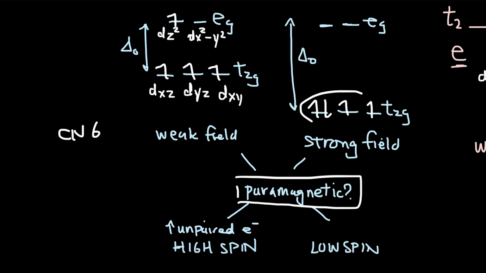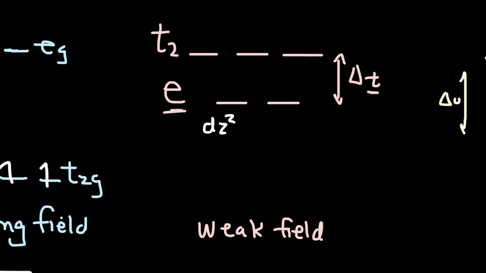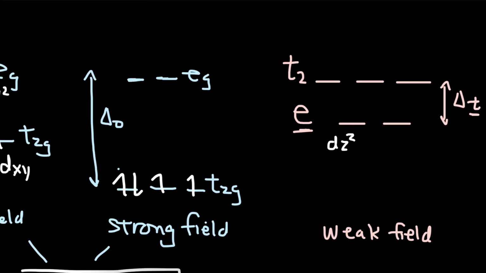If they are paramagnetic, that means some electrons are unpaired. Think of it like this: strong field means there is a high splitting energy, so electrons will not have enough energy to fill the top without filling the bottom first. That means they can only spin at a lower level. So low spin is a strong field and weak field is a high spin. That's for octahedral.